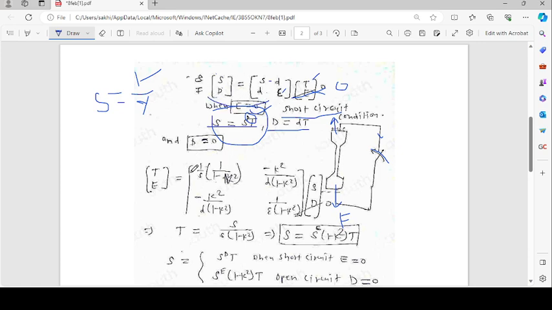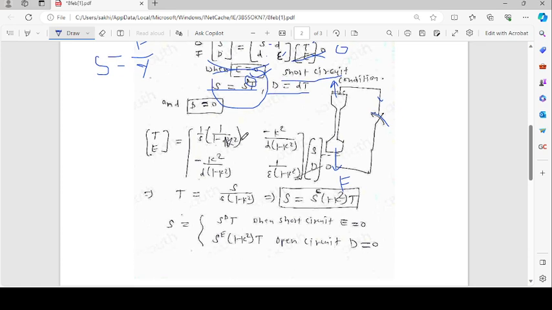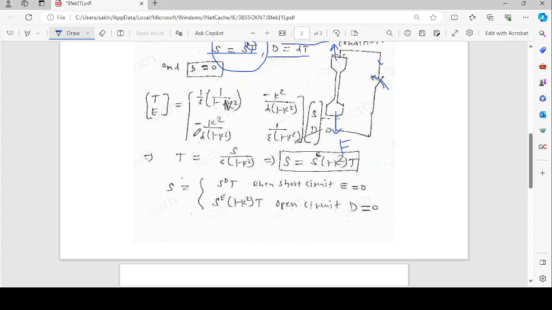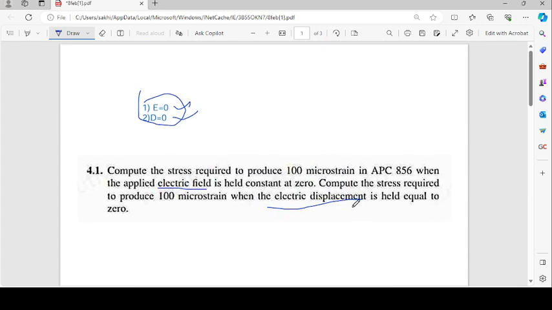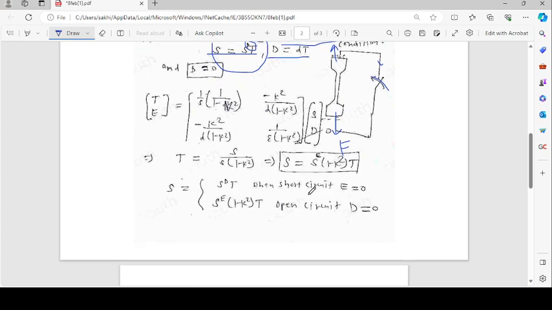So this will become 1 upon S^D, 1 minus 1 upon k squared. k squared is nothing but the coupling coefficient. Later on we will see what k squared is. So the condition is when the electric displacement, capital D, is 0.